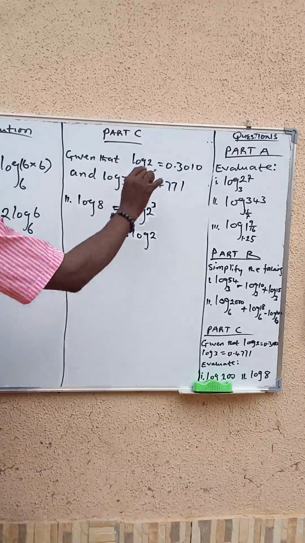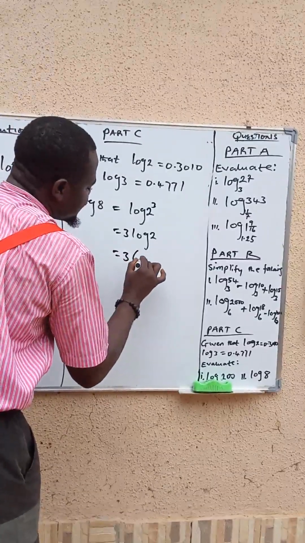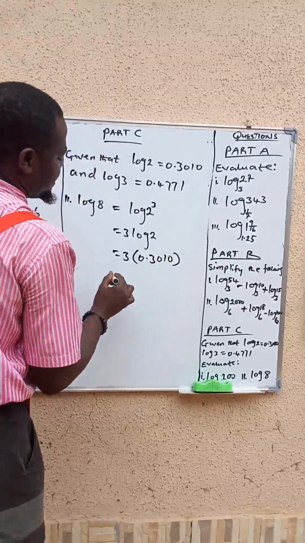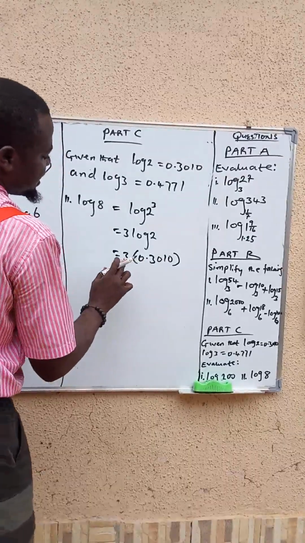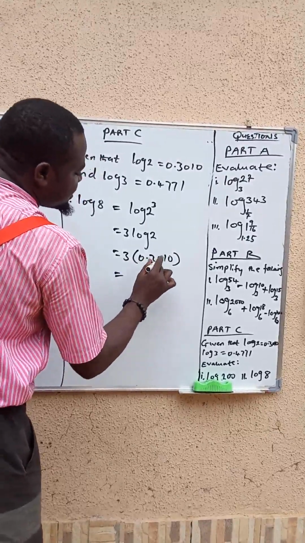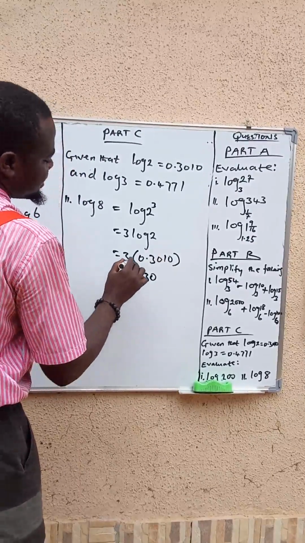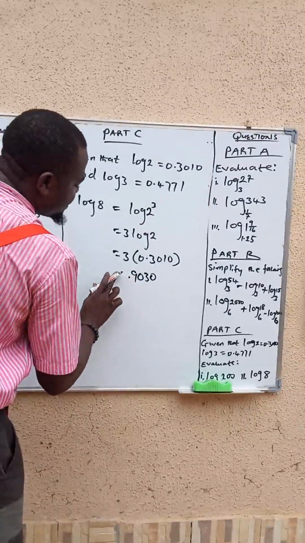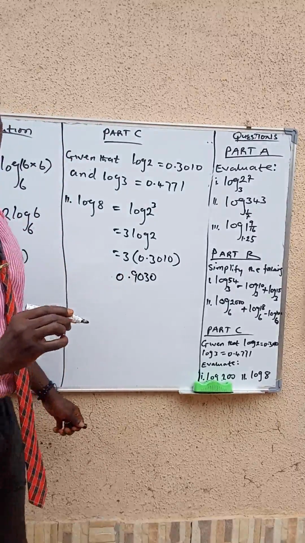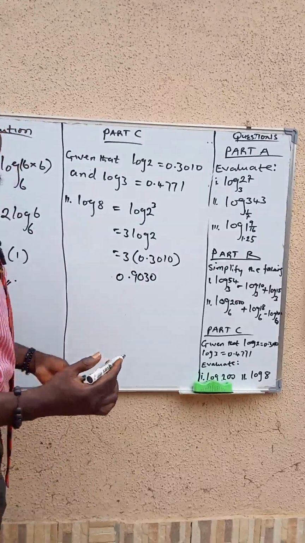We all know that is the same thing as 3 log 2, and log 2 is 0.3010. Same thing as 3 times 0.3010. Now 3 times 0 is 0, 3 times 1 is 3, 3 times 0 is 0, 3 times 3 is 9, 3 times 0 is 0. So this will give me 0.9030.